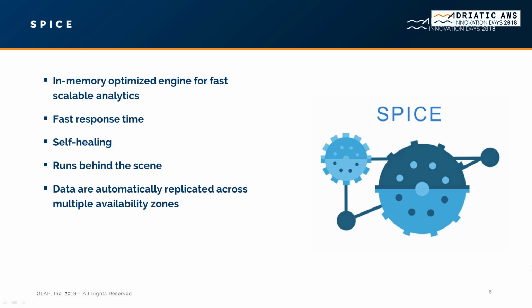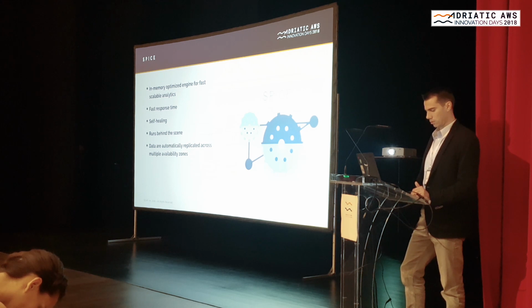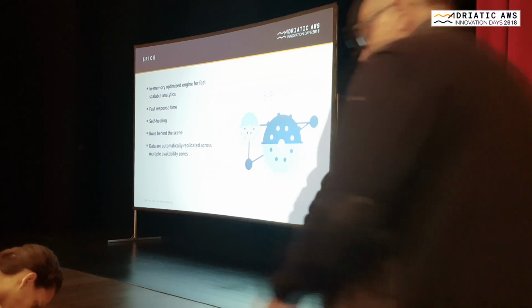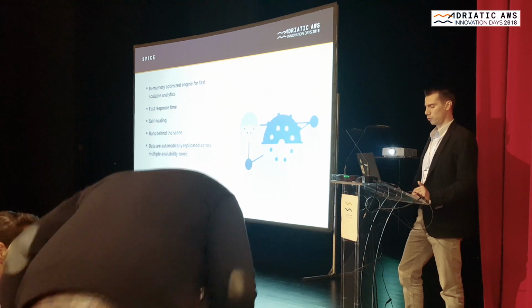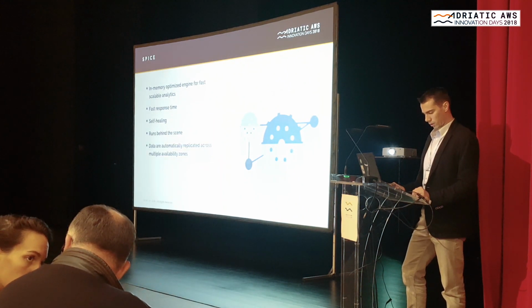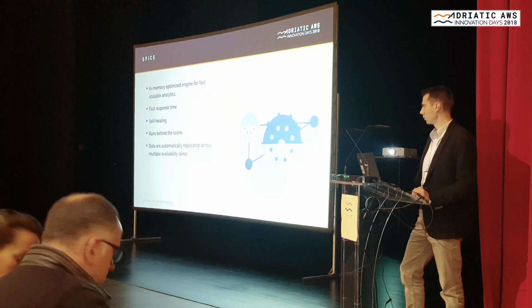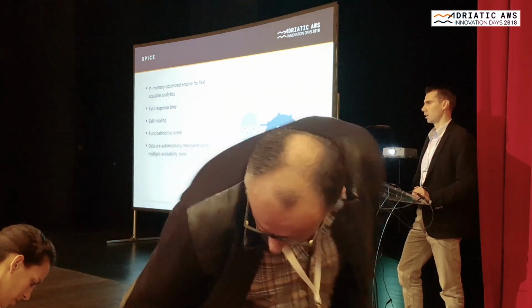You can improve the performance of your visualization by using Spice as your data source. With any license for QuickSight, you get 10 gigabytes of space capacity, but you can ask for more if you need. And all the data are automatically replicated across multiple availability zones for reliability.